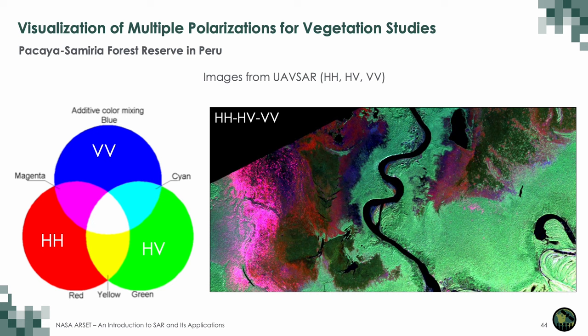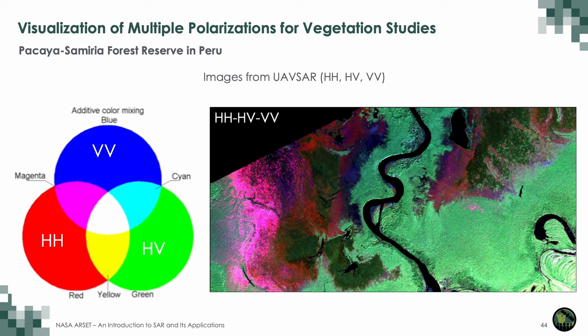HV is in the green channel, and anything that is green means that the return is higher in HV than VV or HH. Anything that is magenta means that there is a combined contribution between HH and VV.